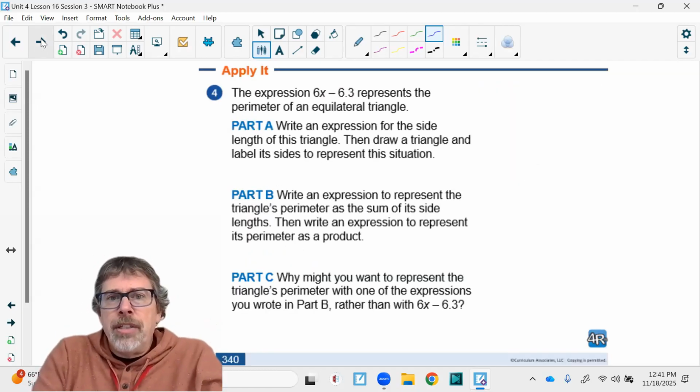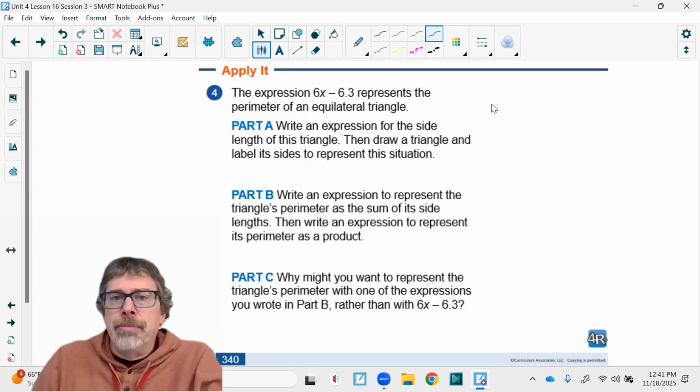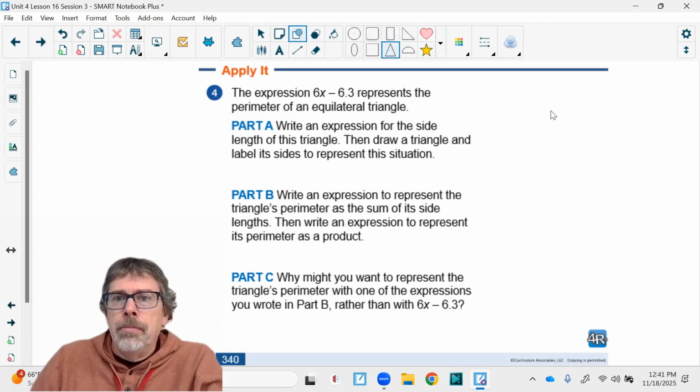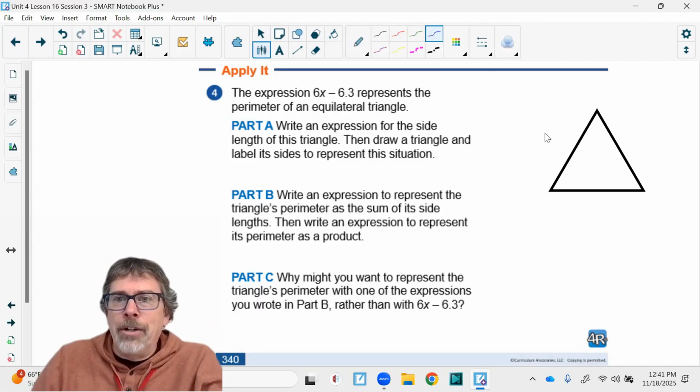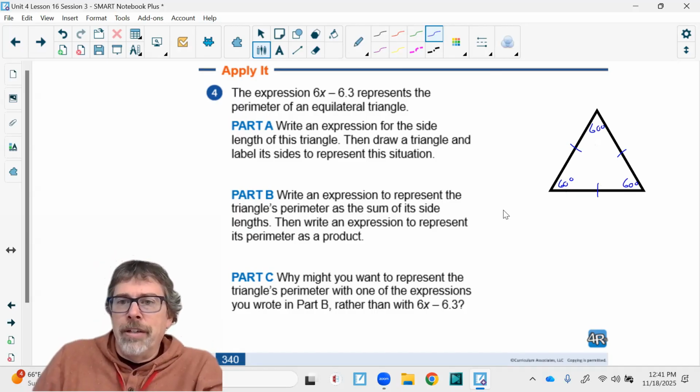Apply it. The expression 6x minus 6.3 represents the perimeter of an equilateral triangle. Okay, so let me get an equilateral triangle. Equilateral: equi means equal, lateral means sides, so the sides are all equal. Every angle is 60 degrees because it's also equiangular, and 60 times 3 is 180.